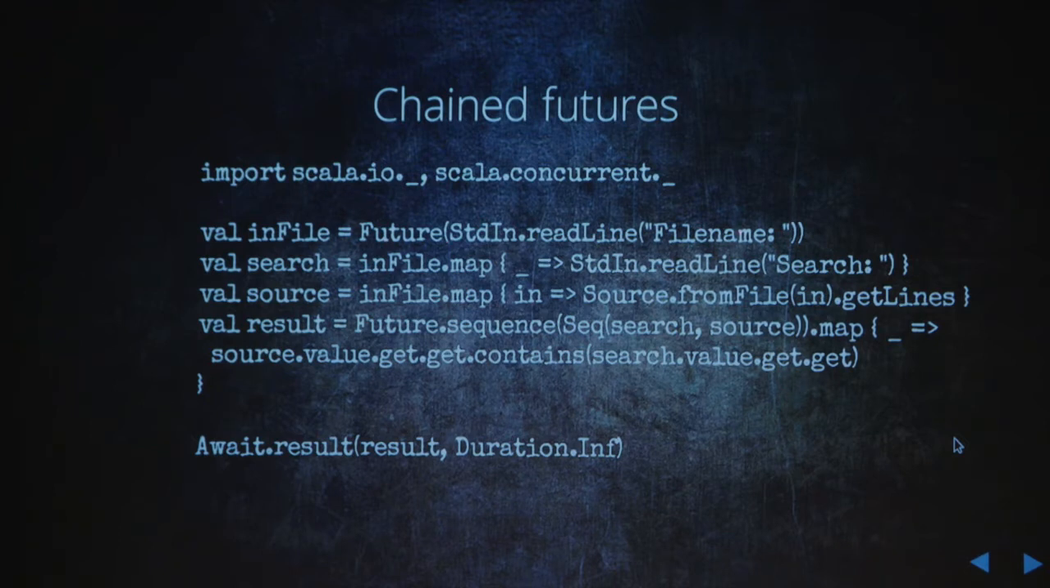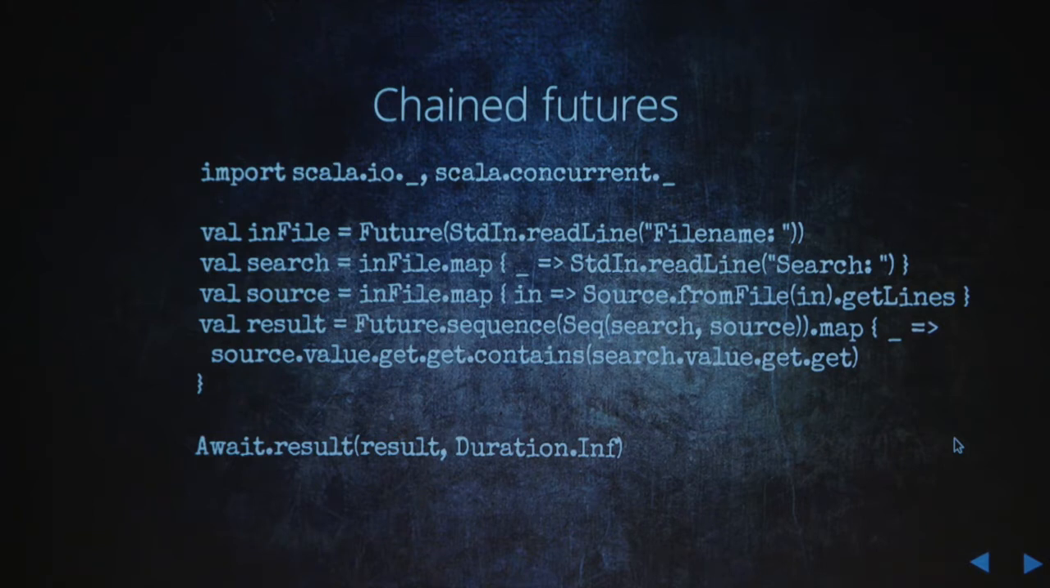We have a future which reads the file name. This returns a string, and then we can map over that future, which means we wait until that future has finished, and then we use the result of that to do some other computation. In this case, we don't actually use the value. When we're getting the search string, we don't need the value to ask for the next input, but we don't want to ask for the second input until we've got the first input.